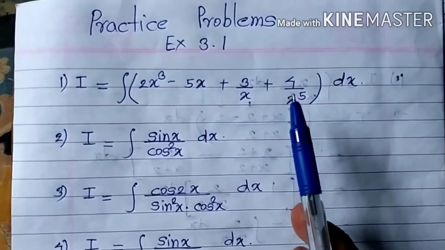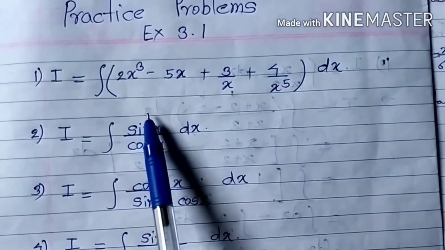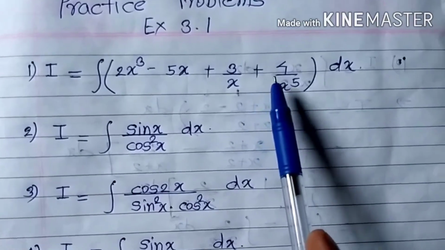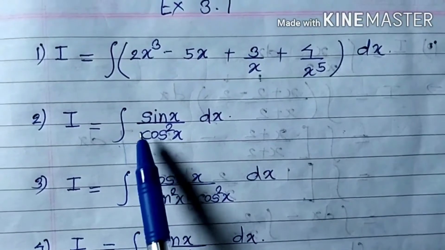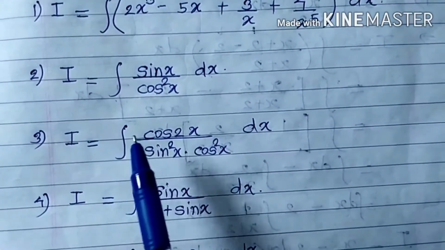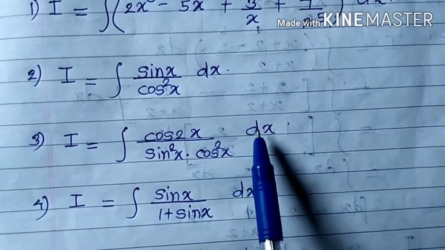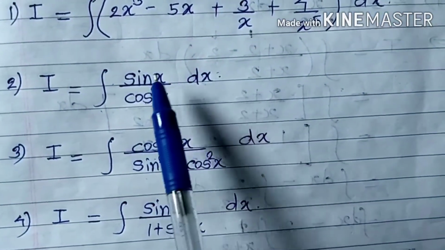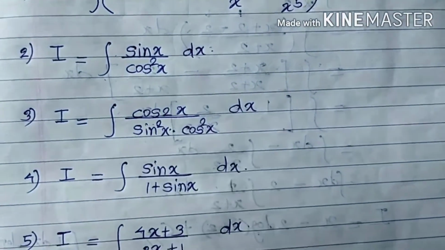Now there are some practice problems from exercise 3.1. First example, I is equal to the integration of 2x cube minus 5x plus 3 upon x plus 4 upon x raised to 5 dx. Second example, I is equal to the integration of sin x upon cos square x dx. Third example, I is equal to the integration of cos 2x upon sin square x into cos square x dx. Here you have to use rules of trigonometric functions. Here also you have to use rules of trigonometric functions.